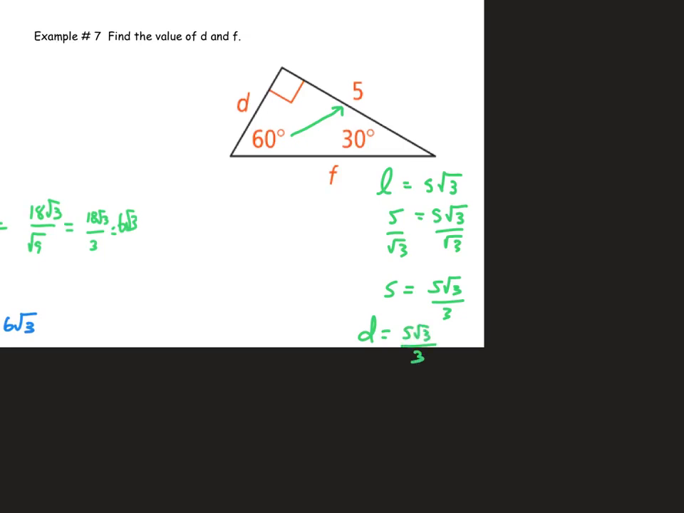If I wanted to find the hypotenuse, it is equal to 2 times the short side. So in our situation, the hypotenuse is equal to 2 times 5 square roots of 3 divided by 3. But the hypotenuse is the variable f, so I replace that. So f is equal to 2 times 5 is 10 square roots of 3 divided by 3.